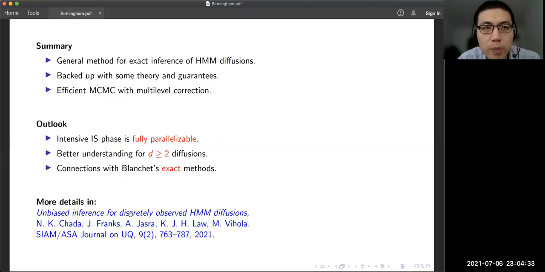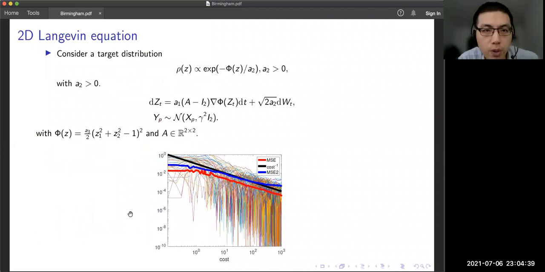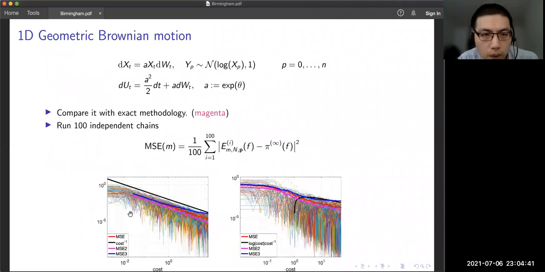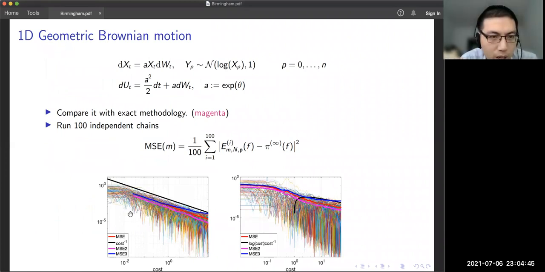Can I just ask a couple quick questions? If you go back to your slides where you had your numerical experiments, the one before, can you explain what this MSE, MSE2, and MSE3 and the cost to the power of minus one are representing here?